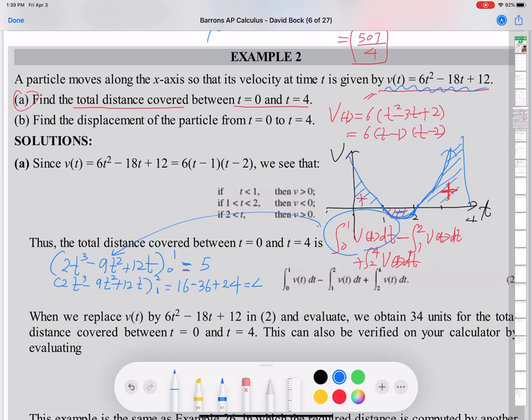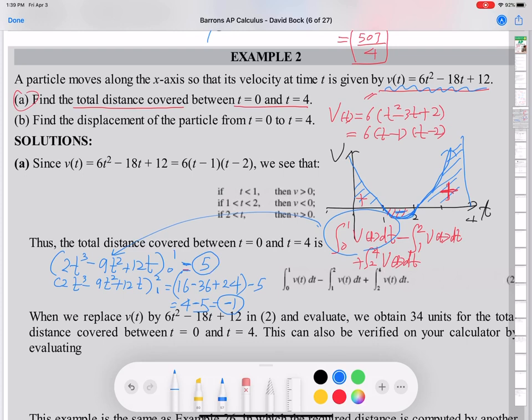It is 40 minus 36, so that is 4. I'm sorry, that part is plugging in 2, right? Minus plugging in 1, that was 5. So 4 minus 5 is negative 1. That area is negative 1. The integration is negative 1.